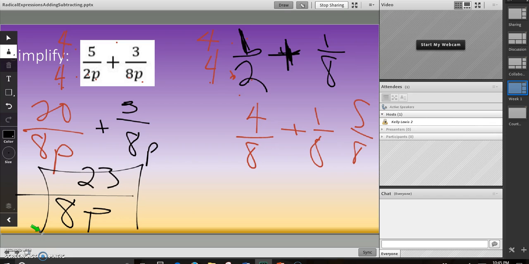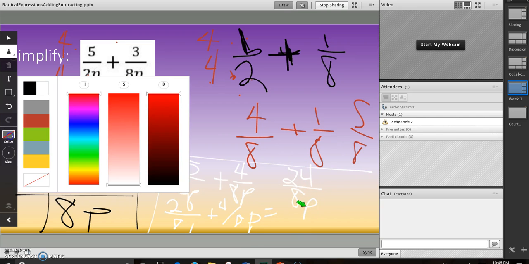Let's say, just for a minute, this was 5 over 2p plus, just go with the fact, 8 over p. 4 over 8p. All right, so that 5 over 2p, remember that changed to 20 over 8p. And then we had 4 over 8p. So 20 plus 4 is 24 over 8p.